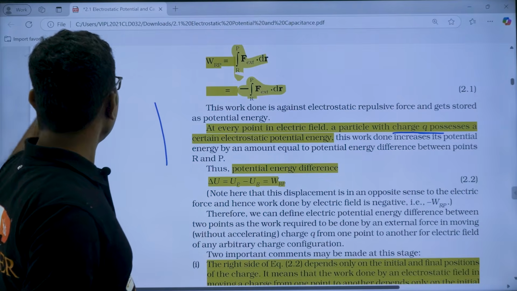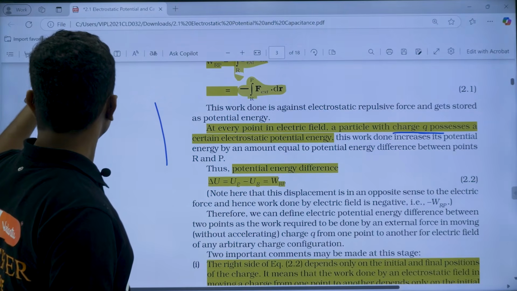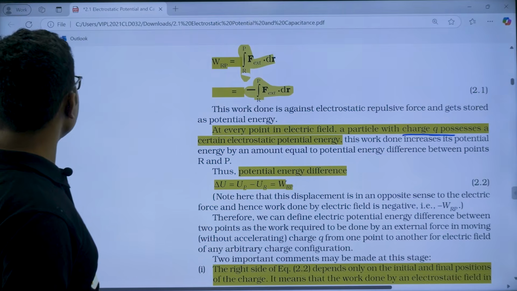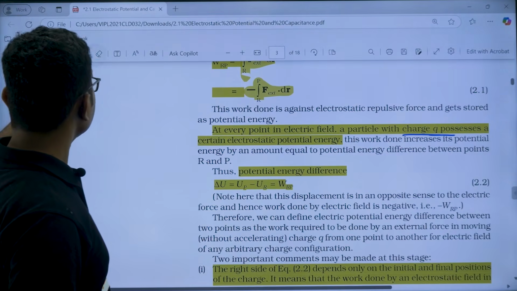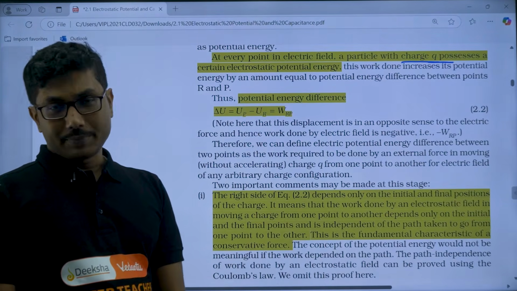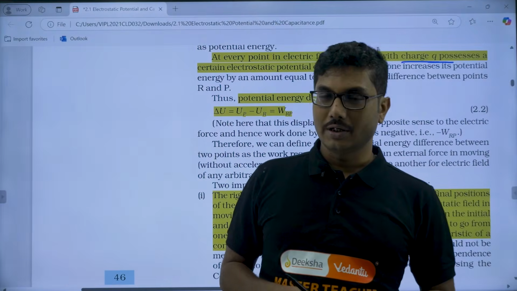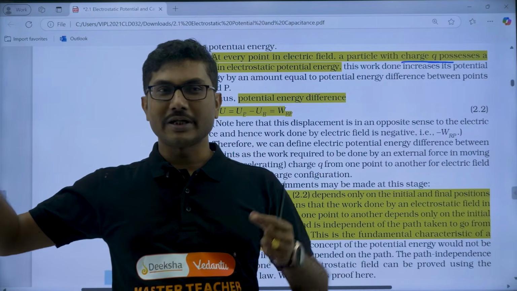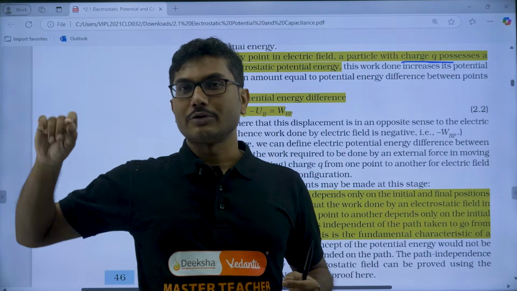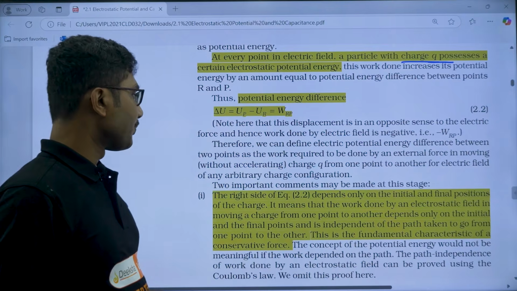Now the potential energy difference delta U is given by U_P minus U_R equals W_RP. So work done is basically the difference in potential energy. At each and every point there is a potential energy. Here it has one potential energy, here another, and if you move the charge from here to here, you are doing some work. That work is basically the potential energy difference. This is very important.